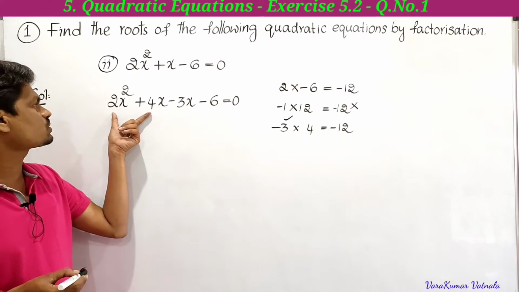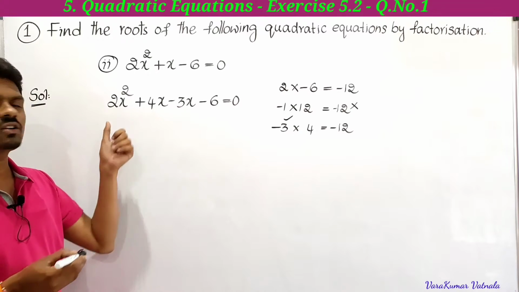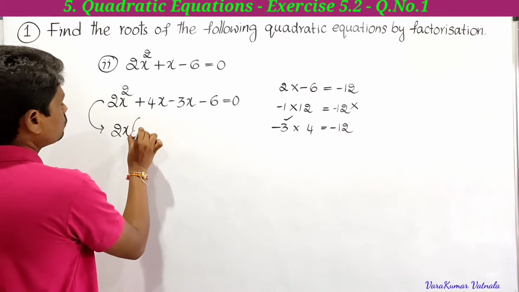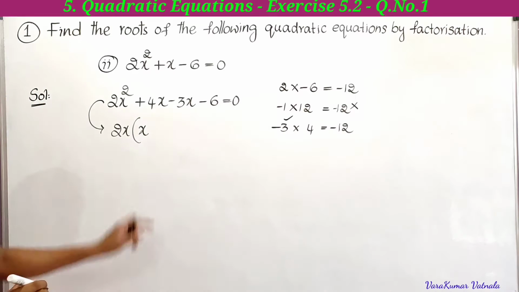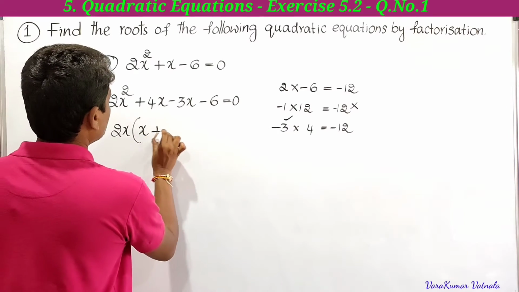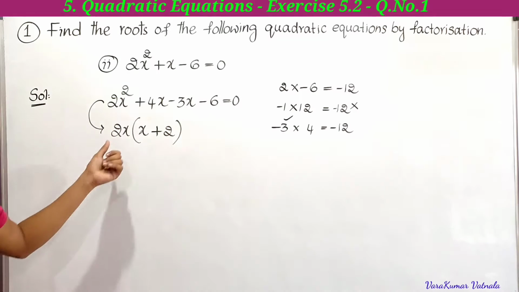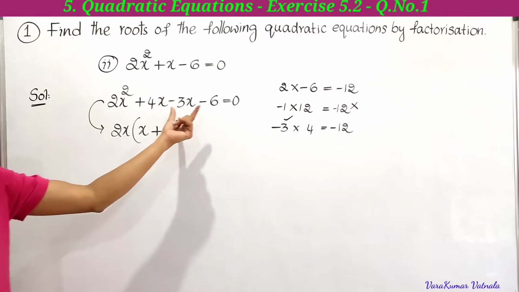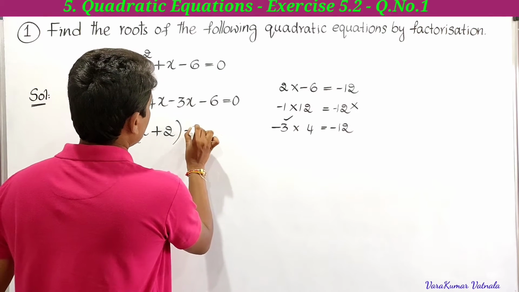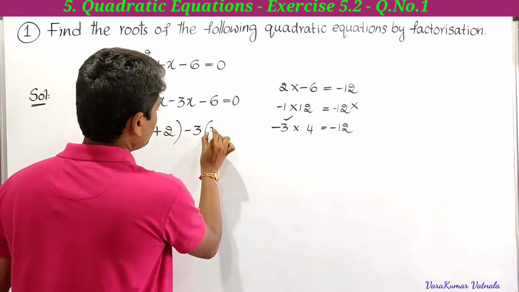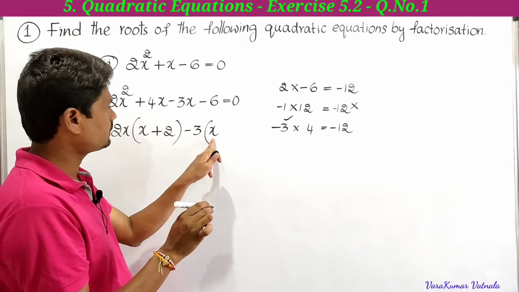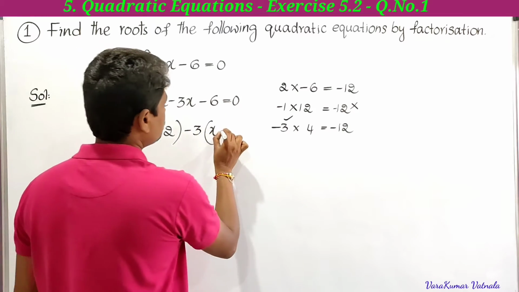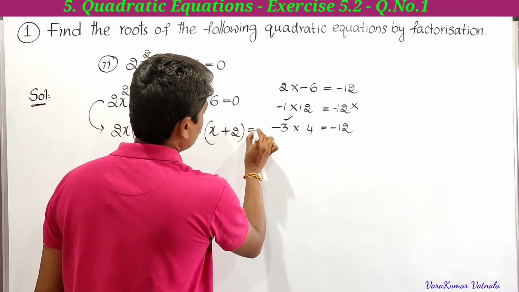In the first two terms, what is common? 2x is common, so I am taking 2x as common. 2x into x is 2x square, and 2x into plus 2 is plus 4x. In the last two terms, what is common? Minus 3 is common. If you take minus 3 common here, you get plus x, and in minus 6, 6 can be written as 3 into 2. So minus 3 is common, and again you get plus 2, is equal to 0.